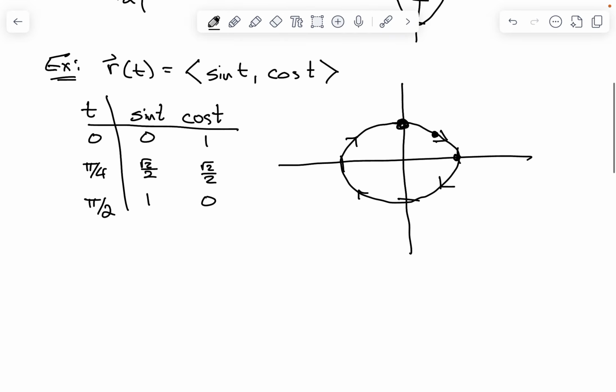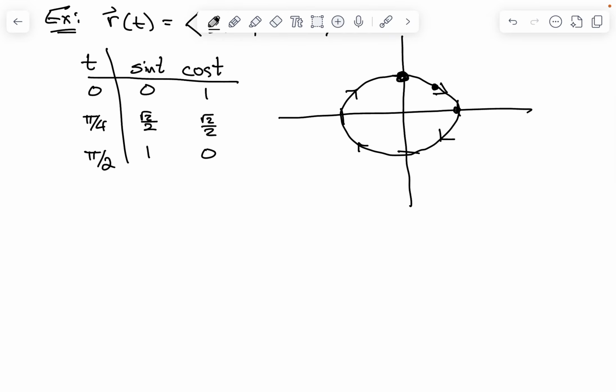All right, I want to look at one more. Both of those that we've looked at were in the plane. Let's look at an example of a vector-valued function in space. This is a neat function, I think. r of t is cosine t, sine t, and then t over 2.